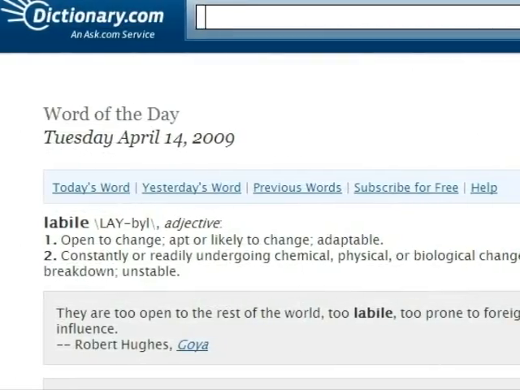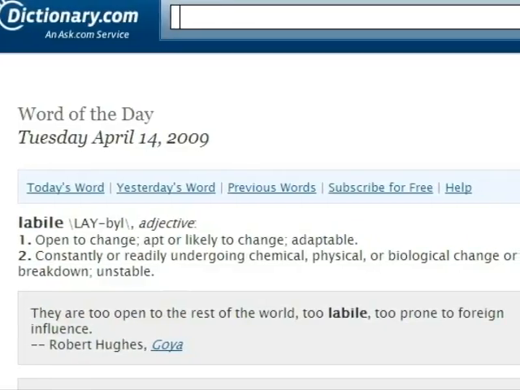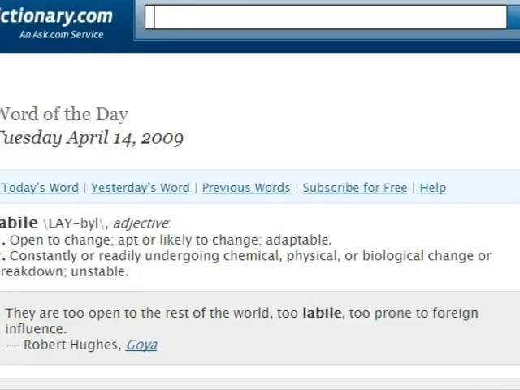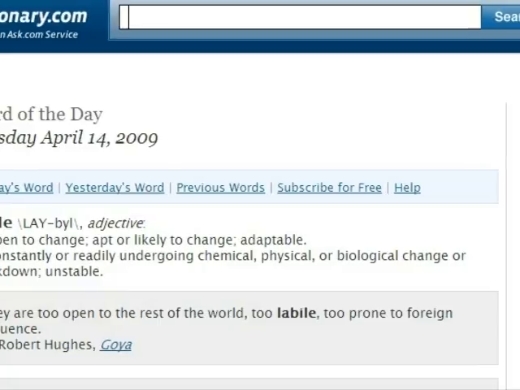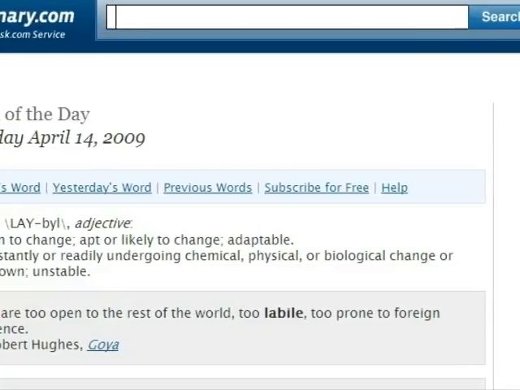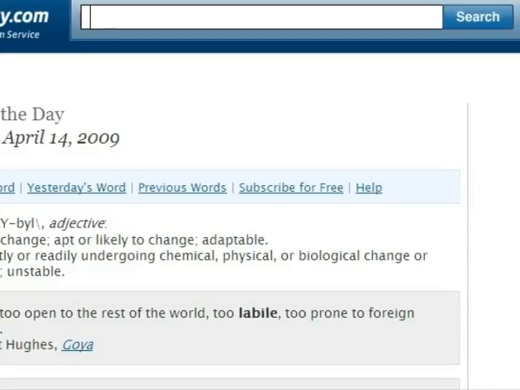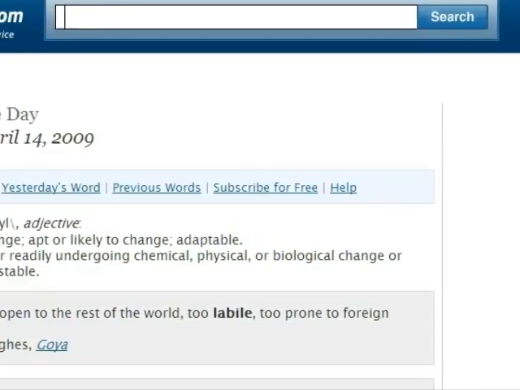Another activity to get kids actively involved in learning vocabulary is to have a word of the day. Dictionary.com has the word of the day for each day. Before school, the teacher can look up the word of the day and then write this word on the board. As students come in, they can write what they think the word may mean by using their prior knowledge, dictionaries, and other cues. Then the teacher can discuss what the word means with the students.